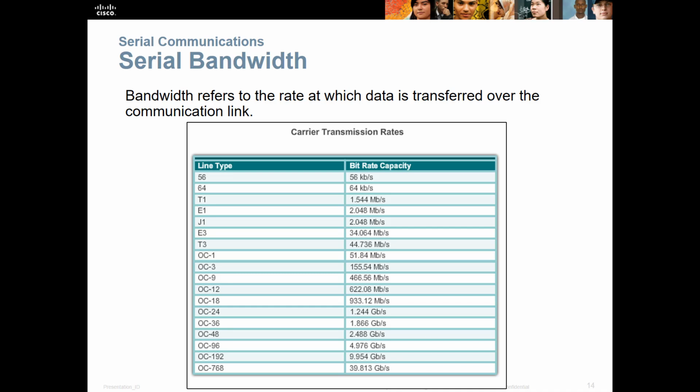Bandwidth for the appropriate lines. Here we have T1, T3, 56K, and then we have the appropriate OC connections. Note OC is not octal. We have the OC fiber optic connections 1, 3, 9, and so forth.